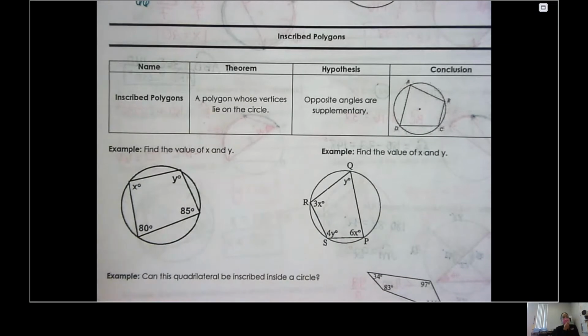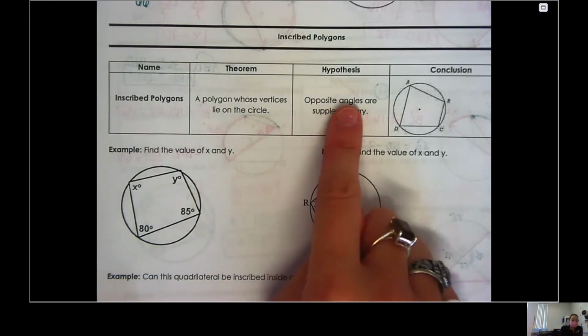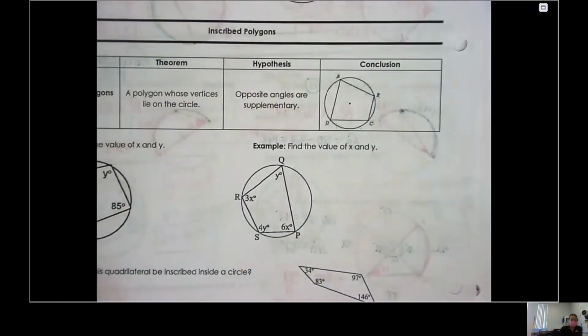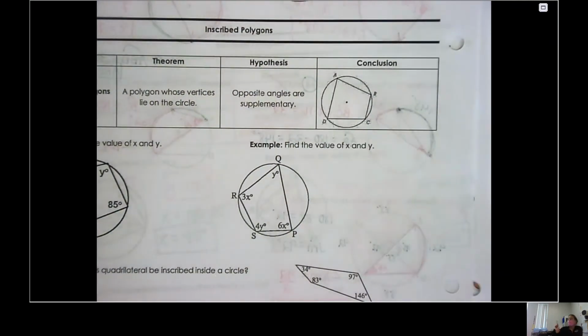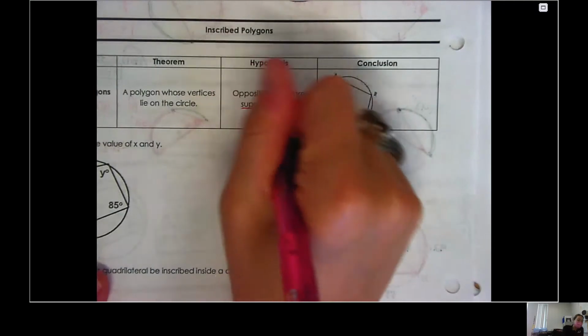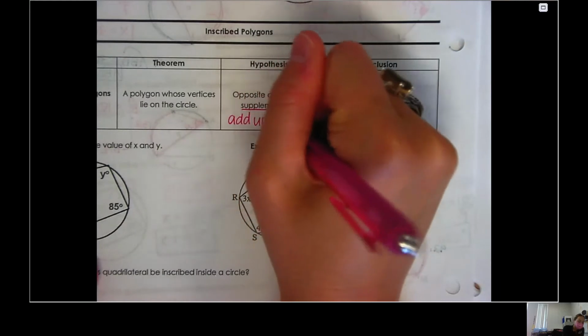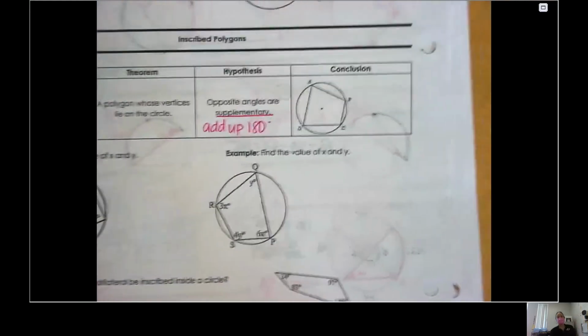All right. So this theorem says a polygon whose vertices lie on the circle, so it's inside the circle, has opposite angles that are supplementary. What does supplementary mean? Adds up to 180. You have to know that. It will not be given to you on the test, and they're going to use that word. You have to know that that means adds up to 180 degrees.